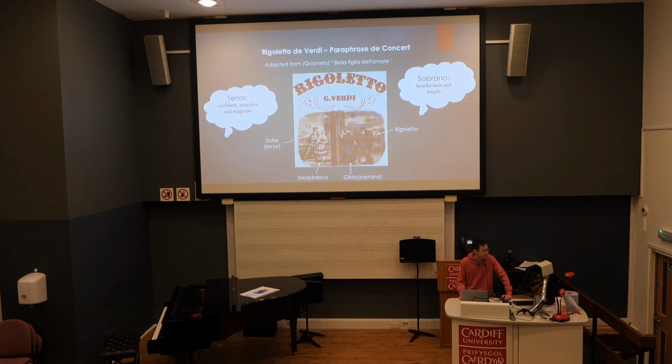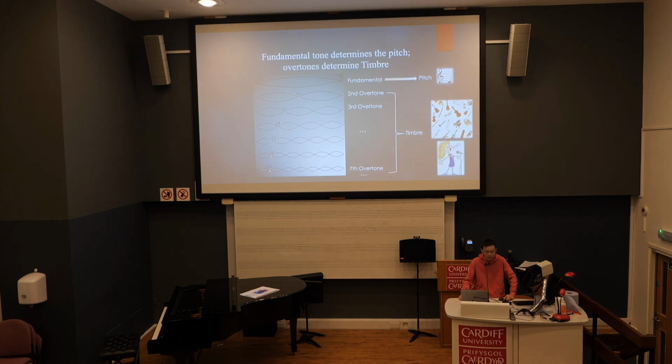The quartet depicts such a scene: Gilda, Rigoletto's daughter, who falls deeply in love with the amorous Duke, accidentally discovers him having an affair with Maddalena. In the original opera, the Duke sings with a confident, attractive, and magnetic tenor, while Gilda sings with a heartbroken and fragile soprano. So, how to shape such sound on the piano? After all, there are no keys called magnetic or fragile on the piano.